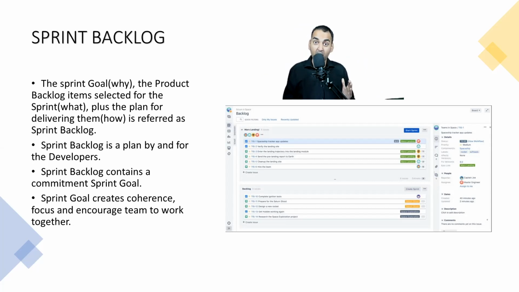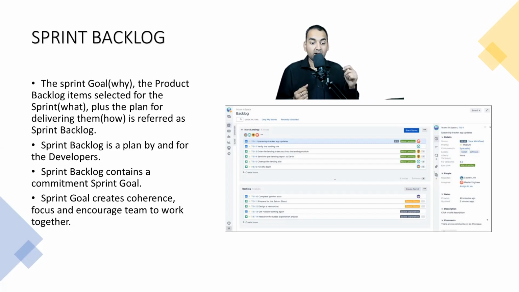Product backlog is owned by the product owner. A sprint backlog is owned by the Scrum team or developers. It's the sole discretion of the developers. And that's what you see in point 2. Sprint backlog is planned by and for the developers.